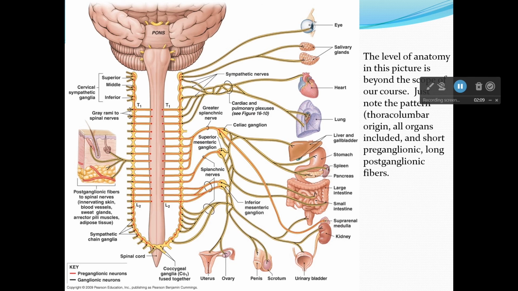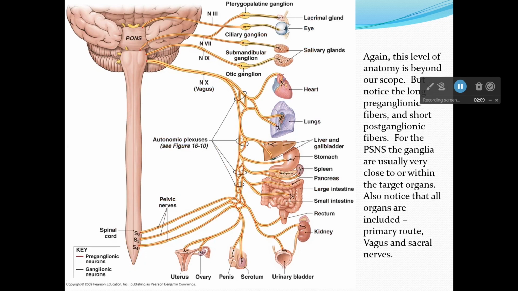Okay, so what you can see here is a number of things. One, the emergence, thoracolumbar. The other is short preganglionic, long postganglionic. And then look at the wide variety of organs that are innervated, right? So just about everything is innervated.